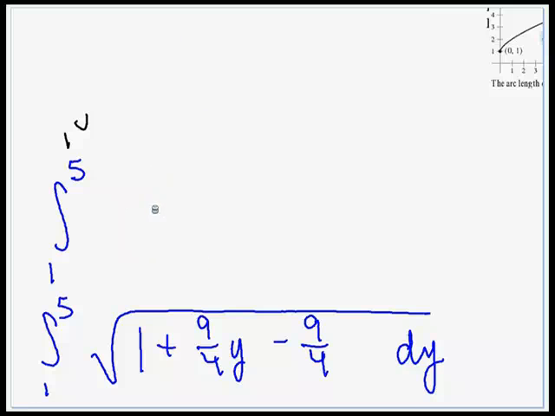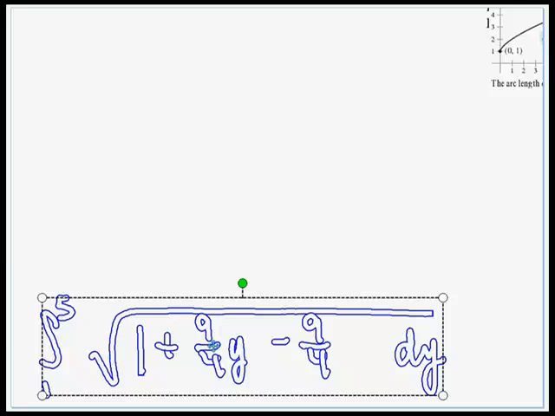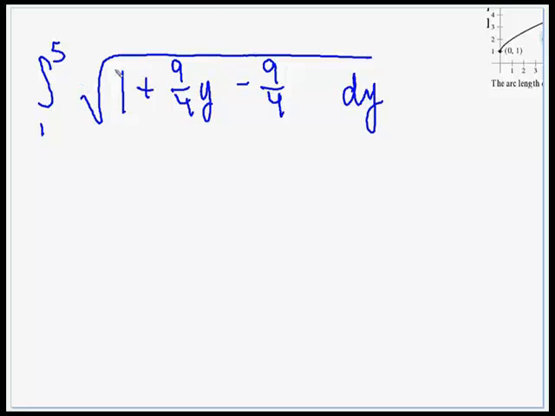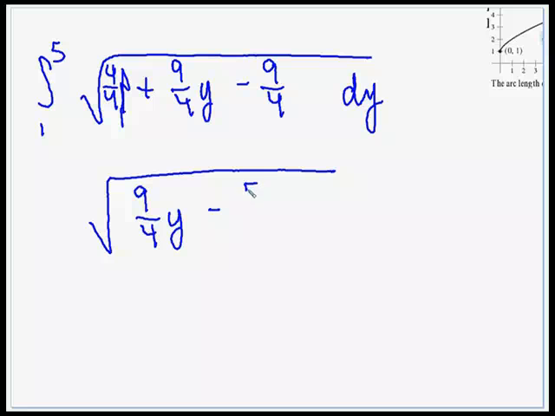And we can combine. We have a 1 and a minus 9/4. So 1 is like 4/4. So we have a 4/4 minus 9/4, which is a negative 5/4. So under that radical, we're going to have 9/4 y minus 5/4 dy. And we're integrating from 1 to 5.